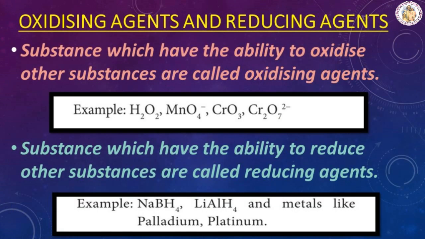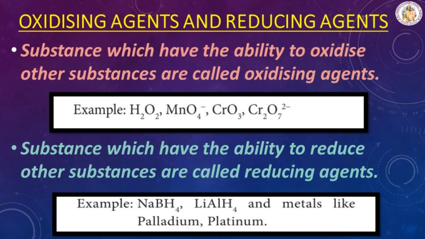Now, oxidizing agents and reducing agents. Substances which have the ability to oxidize other substances are called oxidizing agents. These are also called electron acceptors because they remove electrons from other substances. For example, H2O2, hydrogen peroxide, the permanganate ion, chromium oxide, and the dichromate ion. These are oxidizing agents, also called electron acceptors because they remove electrons from other substances.